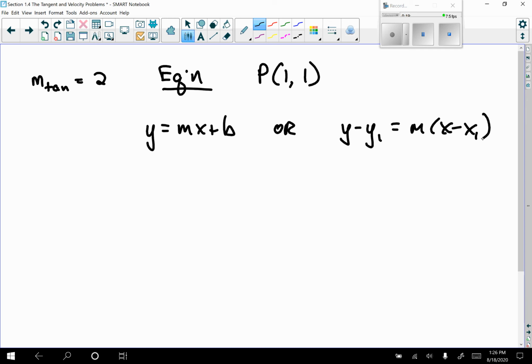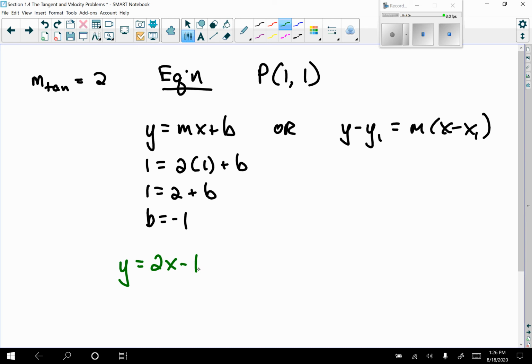So here we could say 1 equals 2 times 1 plus b. So 1 equals 2 plus b, and b would equal negative 1. So the equation of our tangent line is y equals 2x minus 1. Or over here, we could use y minus 1 equals 2 times x minus 1, distribute the 2, and then add 1. We get y equals 2x minus 1.